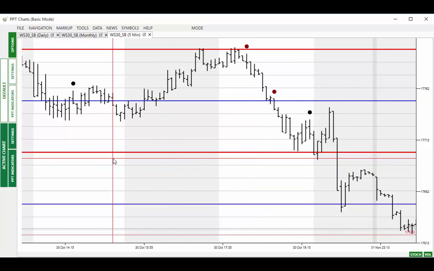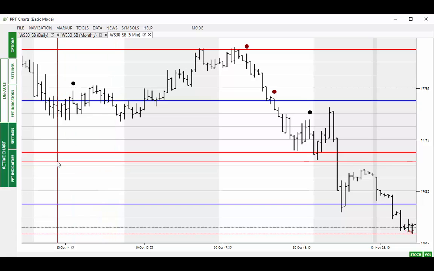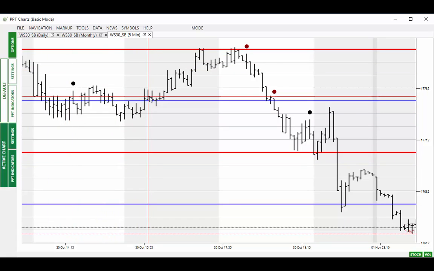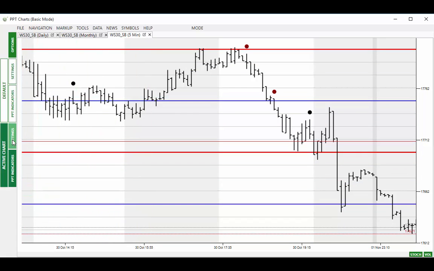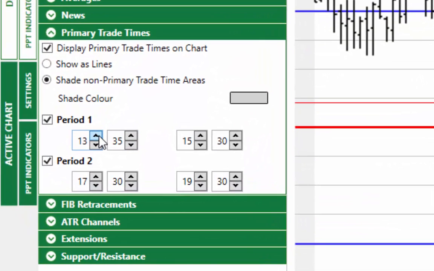Before we have a look at the markets, the first thing we need to do, as I mentioned in last Monday's Market Alert, is to change the primary trade times to be in sync with the US, because this last weekend they went from daylight savings time, and therefore we need to change the primary trade times within the software. Now, if you've got your workspace open, it's just a simple matter of coming down to settings, primary trade times, and we're going to increase each one by an hour.